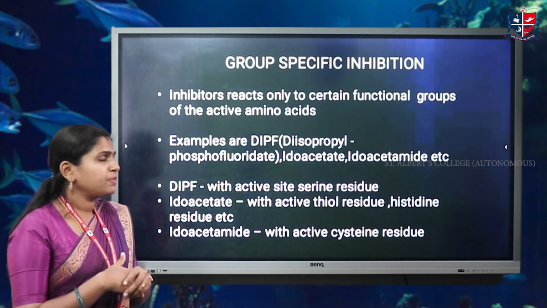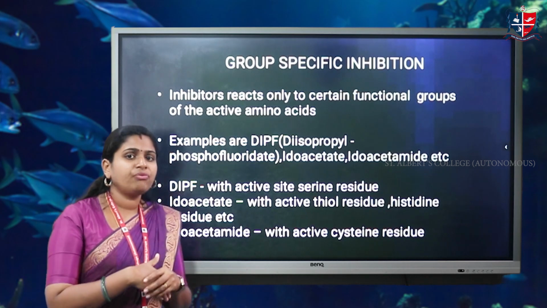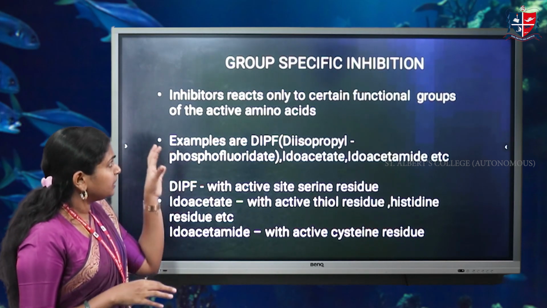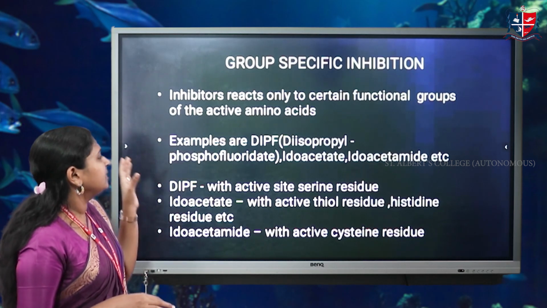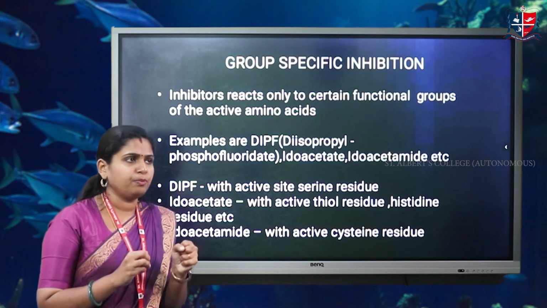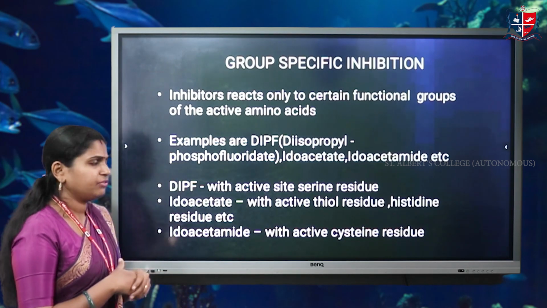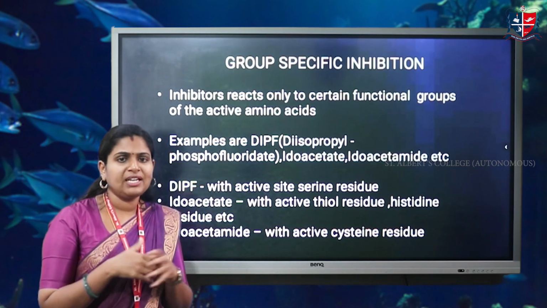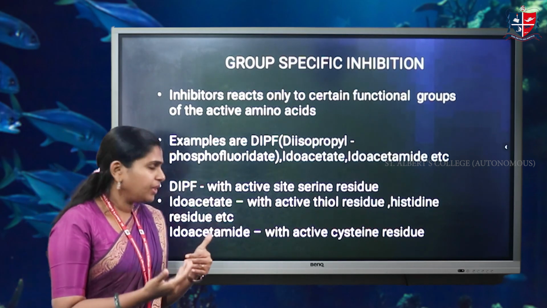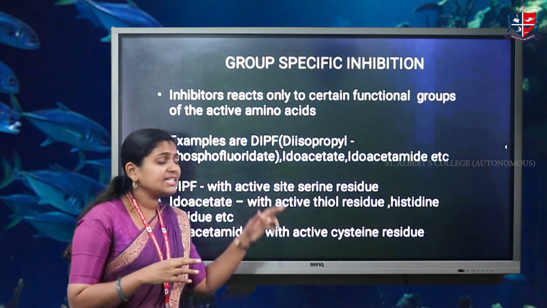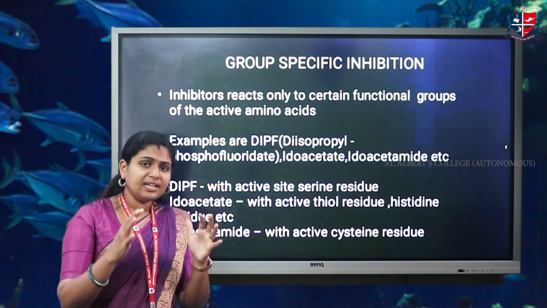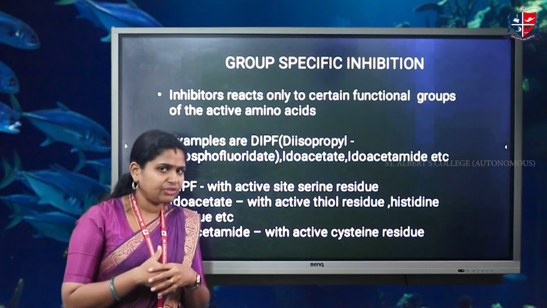And coming to group specific inhibition, that is the other class of irreversible inhibition. From the name itself, it tells that the inhibitor reacts only with certain functional groups. For example, DIPF is a compound mainly found in insecticides. That DIPF will bind with amino acids containing the active serine residue. We all know about amino acids such as serine, histidine, etc., that are mainly present in the active site of the enzyme.